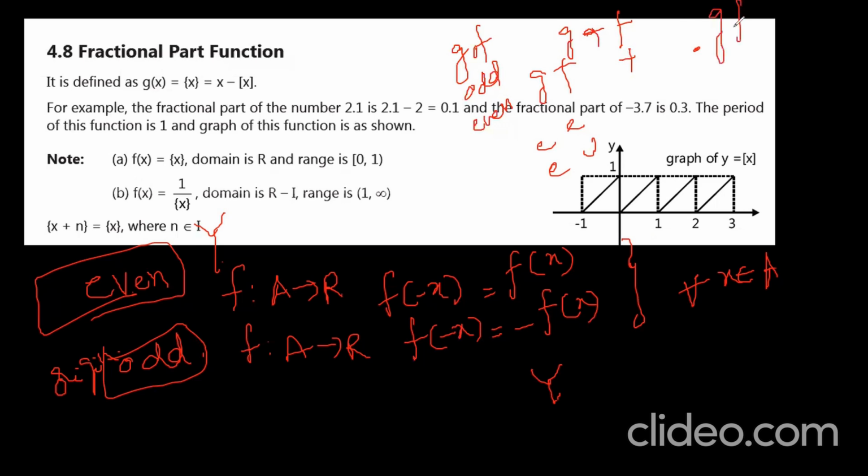Whereas for g into f, if both are the same you are getting even, and if they are different you are getting odd. That is, if you take one even and one odd, that is odd. If you take both even or both odd, you are getting even. Those are the different functions.